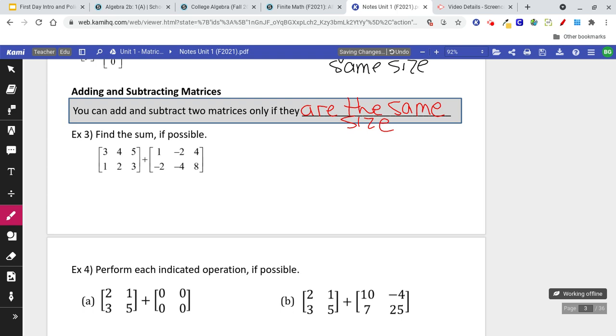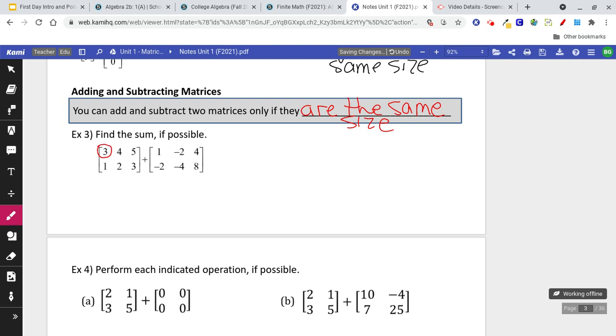When you look at example 3, find the sum if possible. If possible suggests that sometimes it's not going to be possible. So again, they have to be the same size. Well, you look, you've got a 2 by 3 and a 2 by 3. Both of these are 2 by 3s. So yeah, it's going to be possible. And how you do that is you just add the corresponding elements.